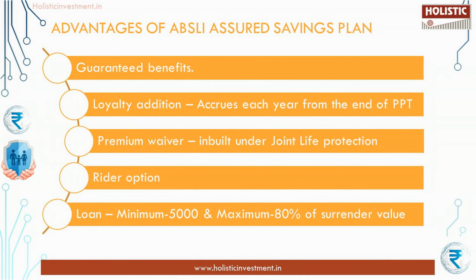Next, we shall analyze the advantages and disadvantages of ABSLI Assured Savings Plan. Advantages. All the benefits are guaranteed. Loyalty additions accrue each year from the end of premium paying term. Premium waiver benefit is an inbuilt option under the joint life cover option. For added protection, you can enhance your risk coverage by adding a rider at a nominal extra cost. You are eligible to take a loan if the policy acquires surrender value. The minimum is rupees 5,000 and the maximum is 80% of the applicable surrender value.